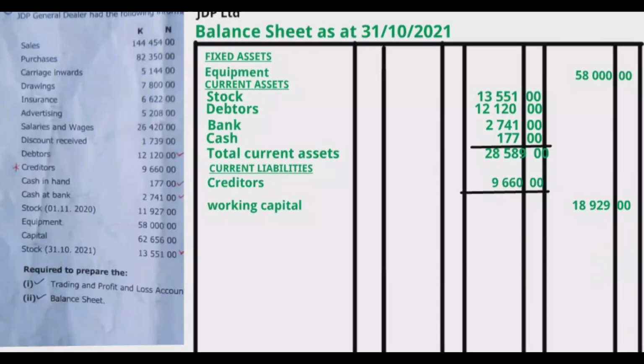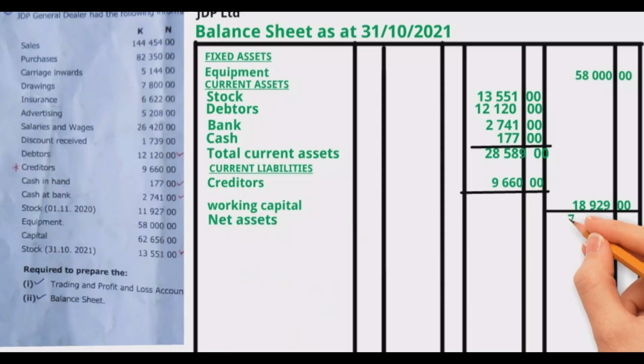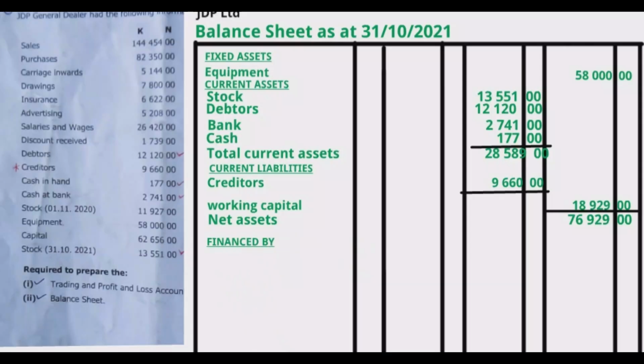Okay, now if that is the working capital, then we are going to add that working capital to the equipment, which will give us the net assets. So we say 58,000 plus 18,929 will give us the net assets, which is 76,929. Okay, now we can come to financed by.